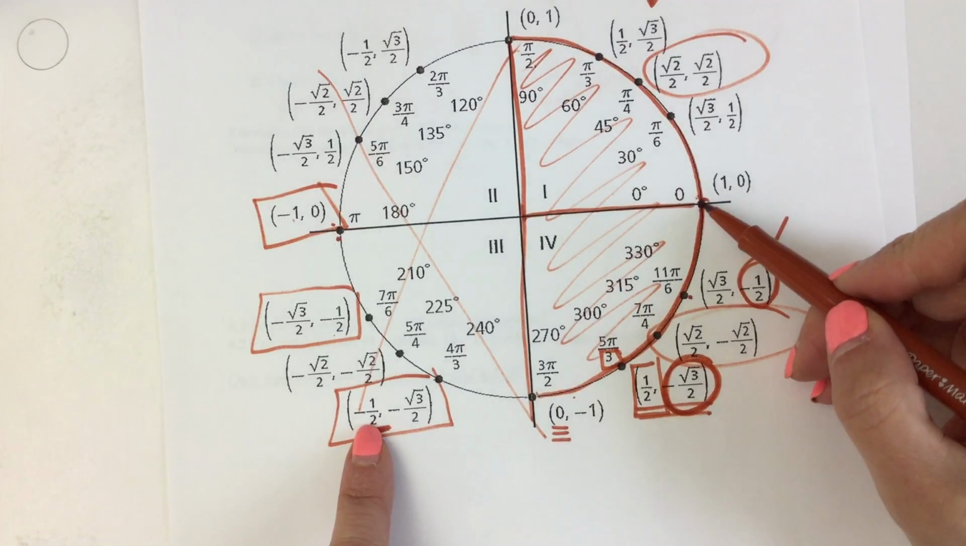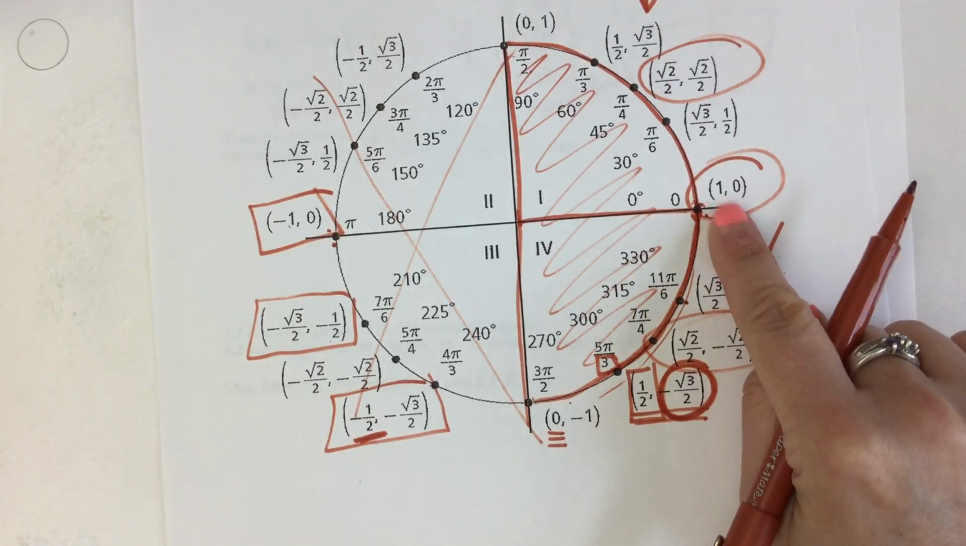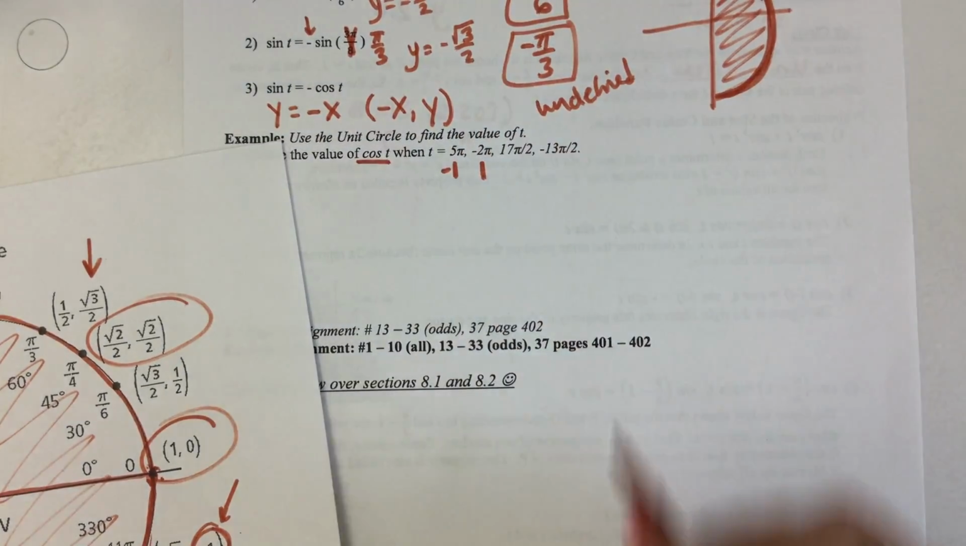Negative 2 pi. So I go in the negative direction, 2 pi. 2 pi is all the way around the circle. So I would end right back where I started. The cosine, the x value, is 1.